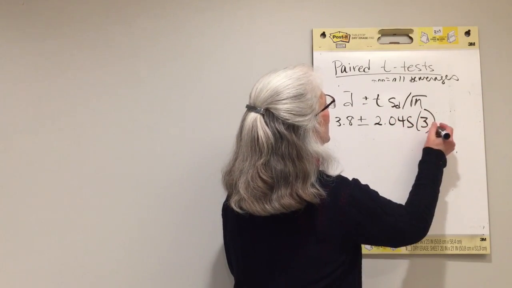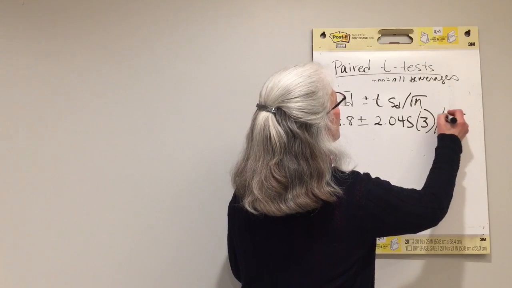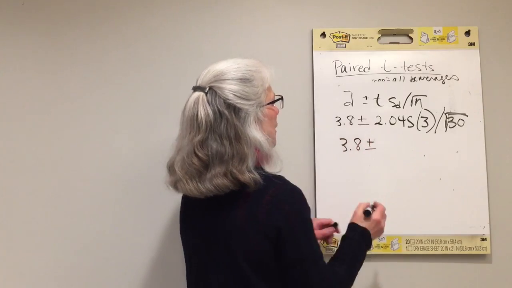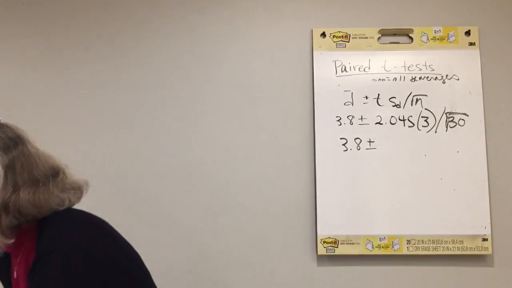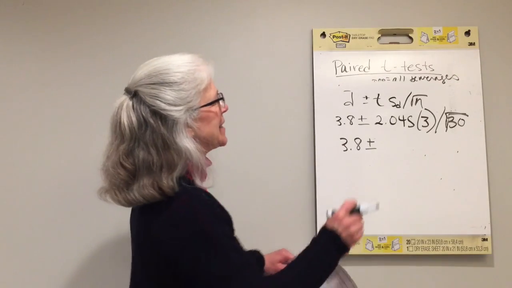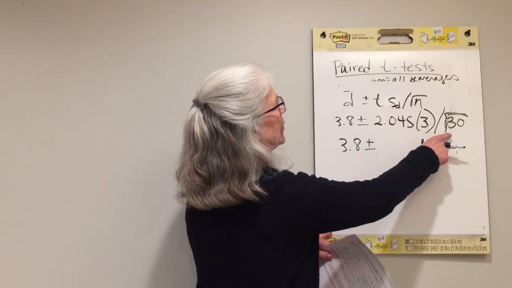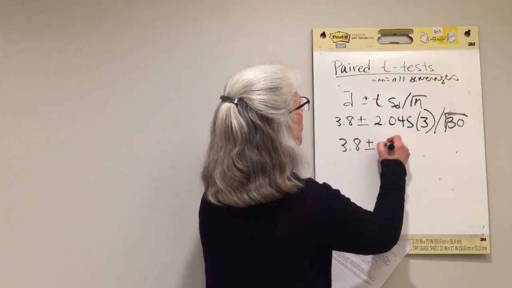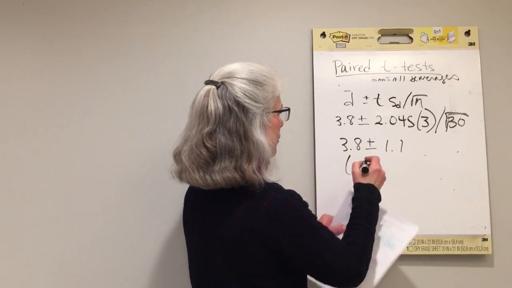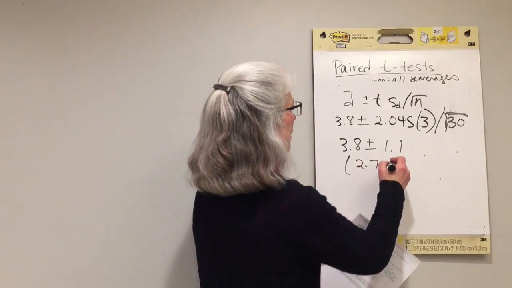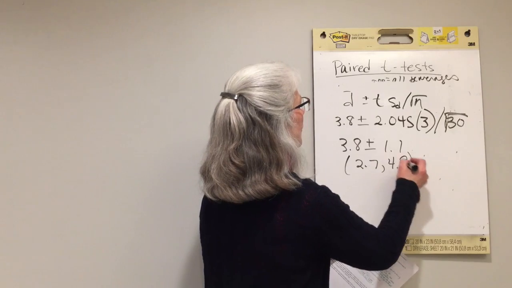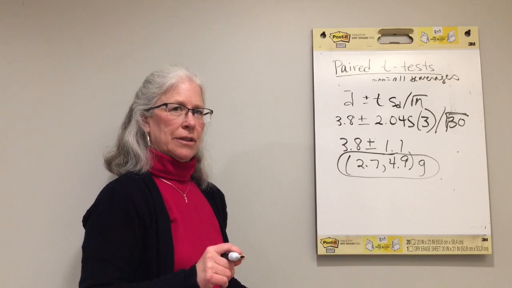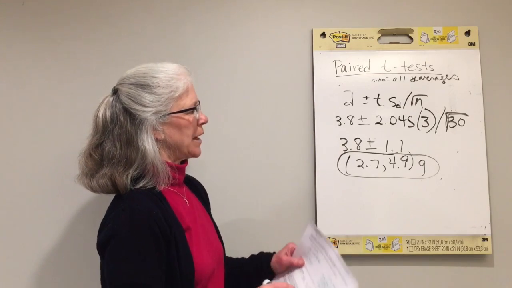With a standard deviation of 3, we're assuming, and a square root of 30, sample size of 30. So we get 3.8 grams. That was the average drop in our sample, plus or minus our t-statistic from table T times our standard deviation of the difference in sugar over time over the square root of n. So 3.8 plus or minus 1.1. Subtract first and we get 2.7. Add and we get 4.9. So we think the average drop in sugar is somewhere between 2.7 and 4.9 grams.